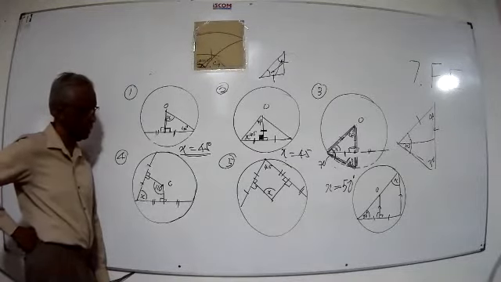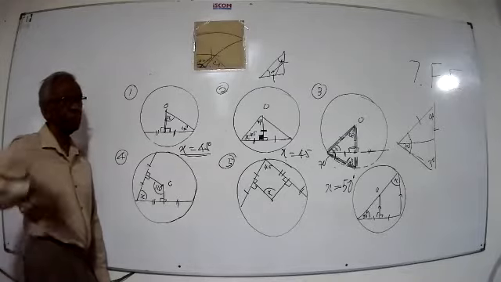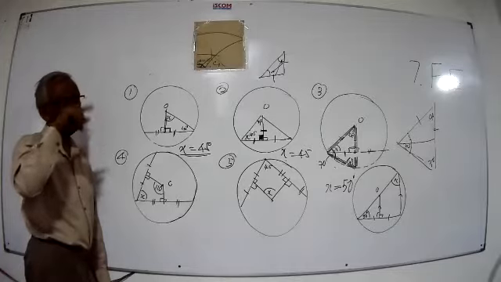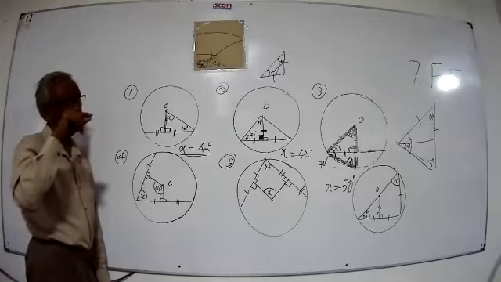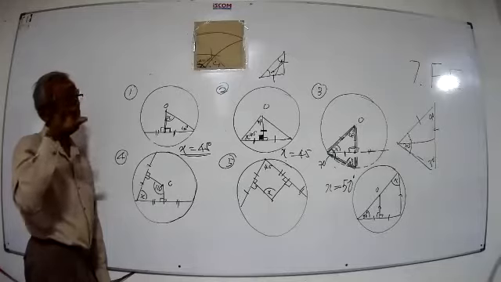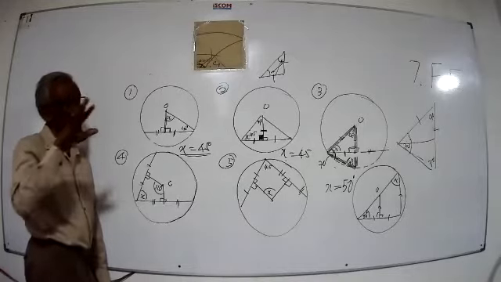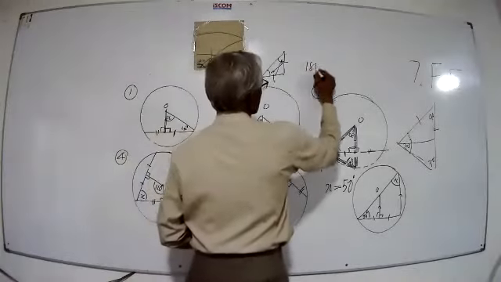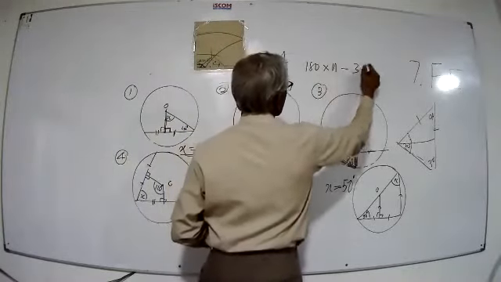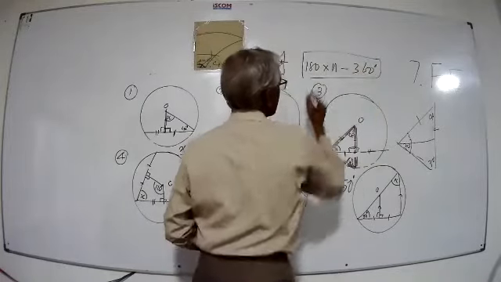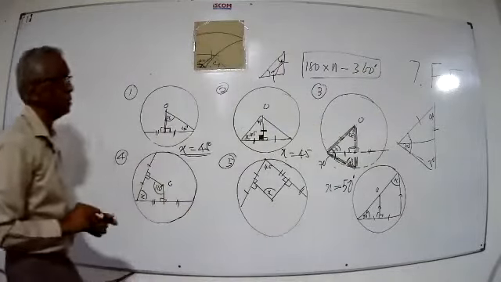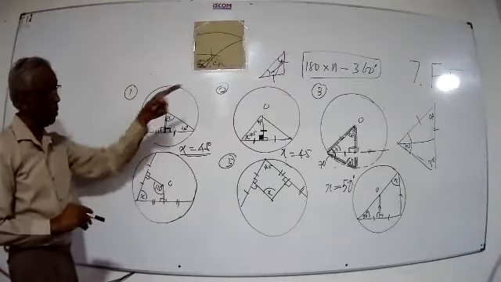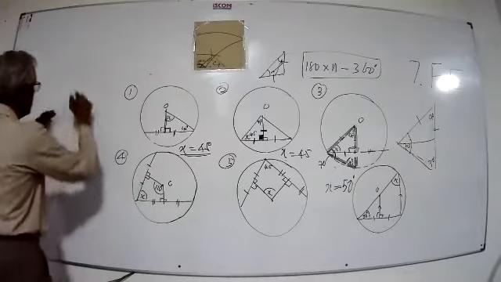Polygons, remember? The sum of the interior angles: triangle 180, quadrilateral 360, pentagon 540, and hexagon 720. The others we can find using the formula 180 into n minus 2, that is the sum of the interior angles of any polygon. That formula we did in grade 9.